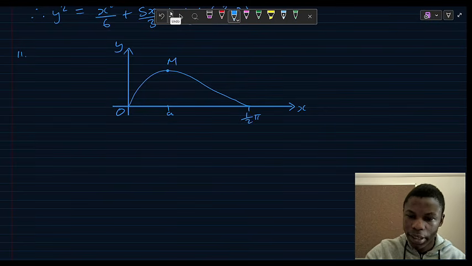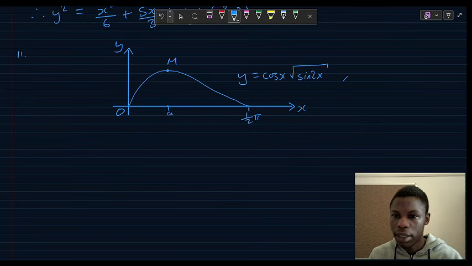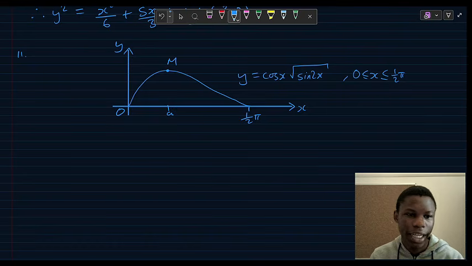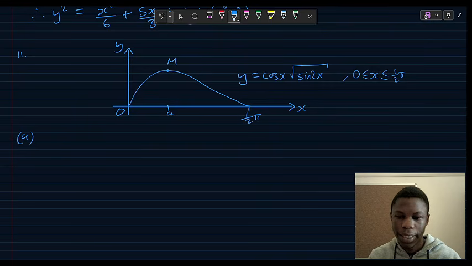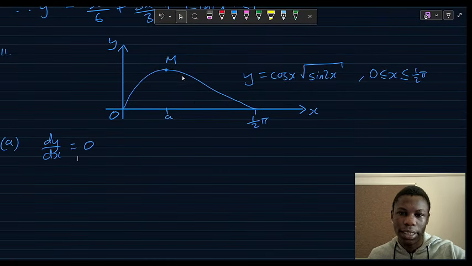Number 11. The diagram shows the curve y is equal to cosine of x times the square root of sine of 2x, for x between 0 and a half pi. The curve has a maximum point at M where x is equal to a. Part A. Find the exact value of a. Okay. So M is a maximum point, stationary point. So we know that dy dx is 0. So that means we first have to find what our dy dx is.